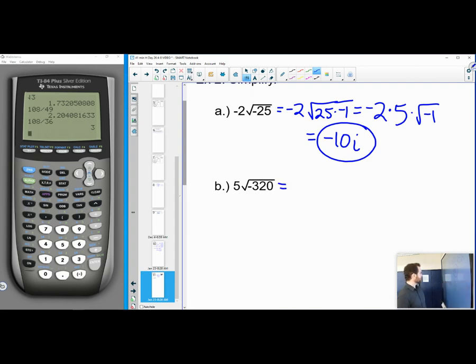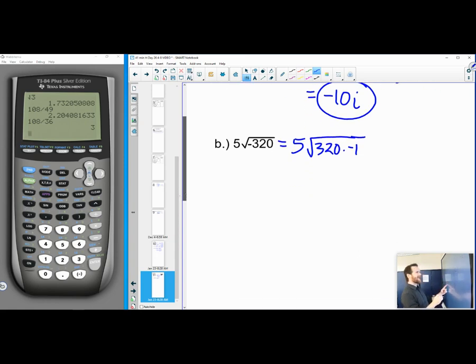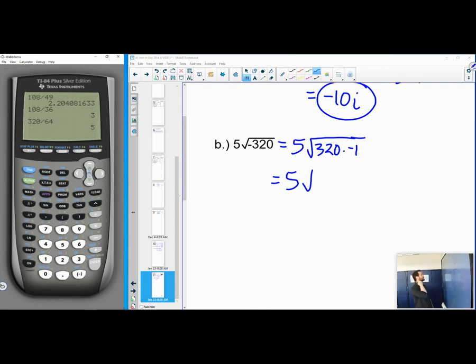Let's take a look at B. So we have 5 times the square root of negative 320. Again, the 5 is okay. So it's 5 times the square root of 320 times negative 1. Let's just factor out the negative first. And 320, I think it's divisible by 4, but I bet there's one bigger than that. So 320 divided by 64 might work. 64 times 5, just got lucky there. So 64 times 5, and we can't forget about that times negative 1.